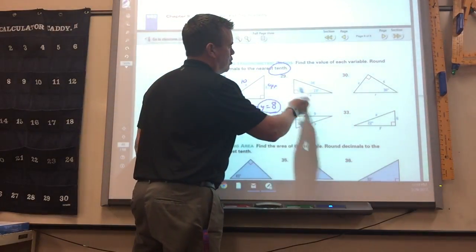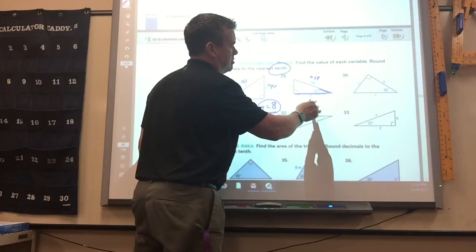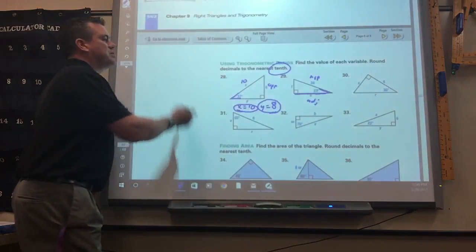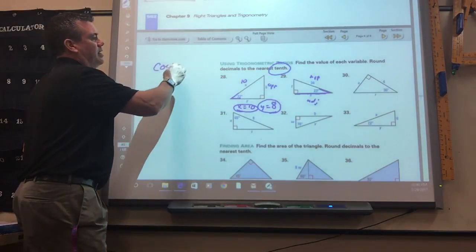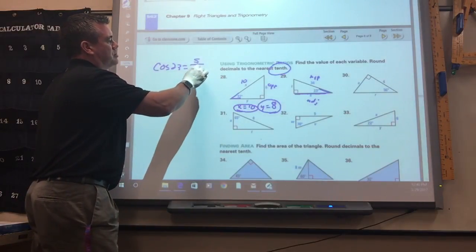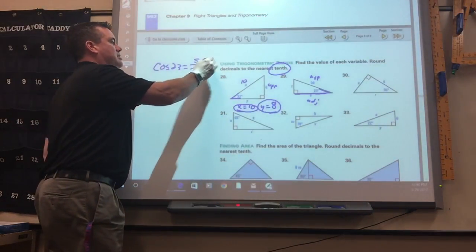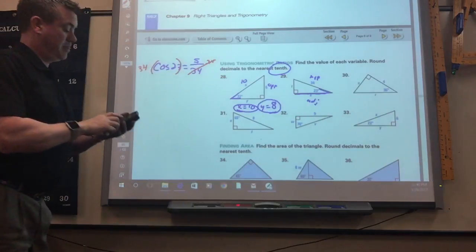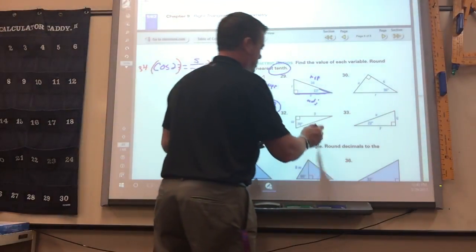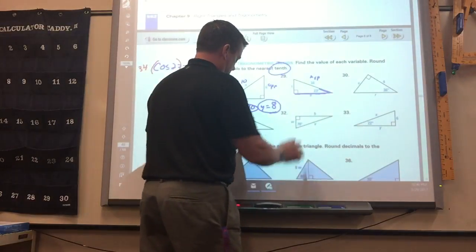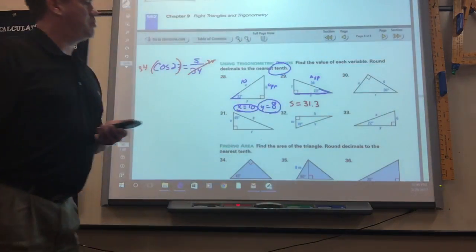Okay, so for 29, here's the angle. This is the hypotenuse. I'll just do the adjacent one, just for something different. So that's cosine. Cosine of 23 is adjacent over hypotenuse, x over 34. So this one, all you do is take it times 34. Anyone get it? 31.2. 31.29, which is 31.3.